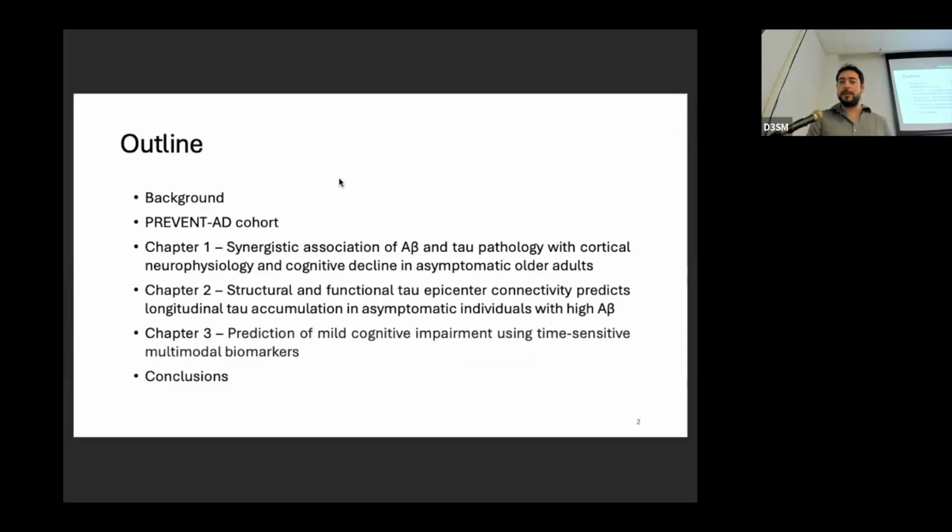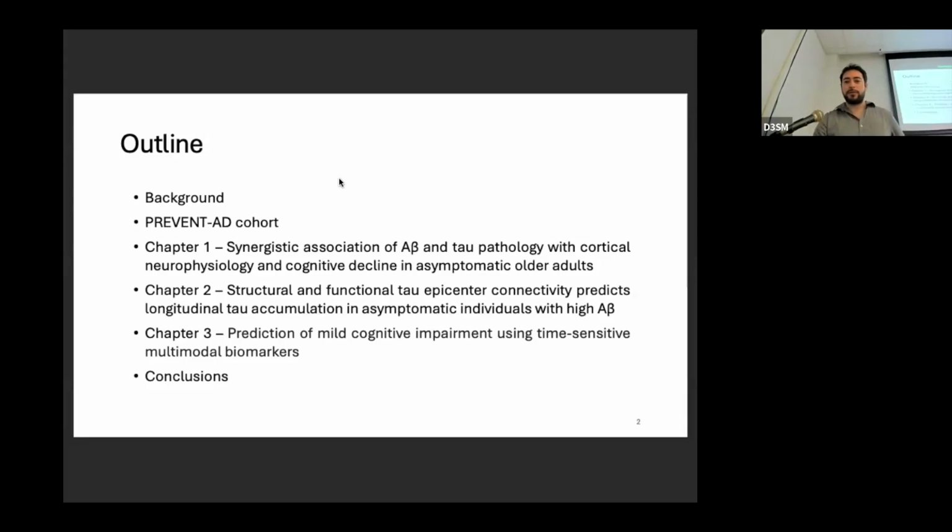I'm going to start by providing a background mainly about Alzheimer's disease. And I assume many people in here might not be familiar with MEG recording, so I'm going to give you a primer about the basics of MEG, what it measures, how we process the signal, and how we analyze it, just to make sure everyone's on the same page.